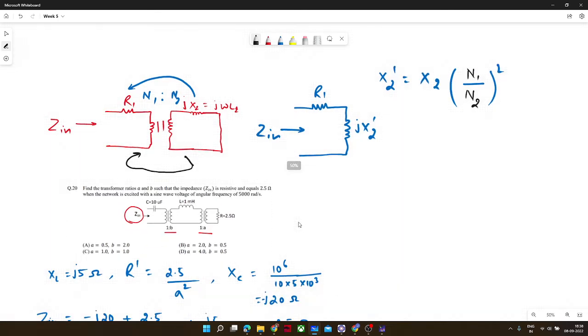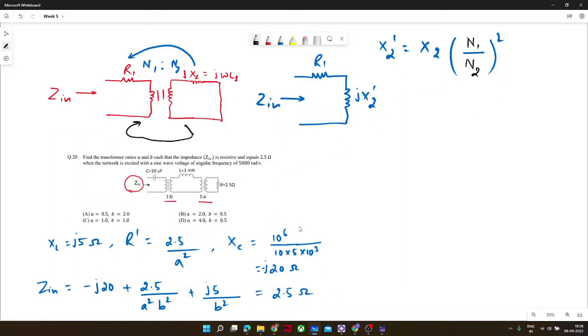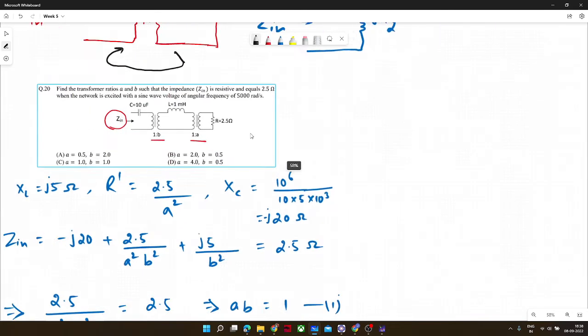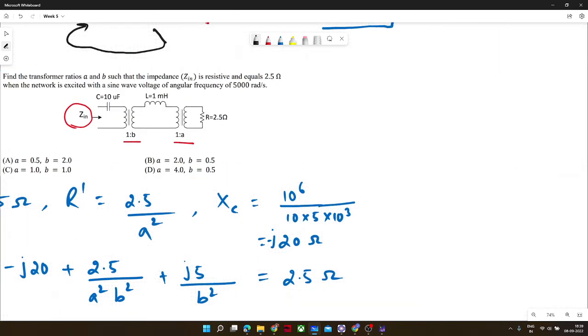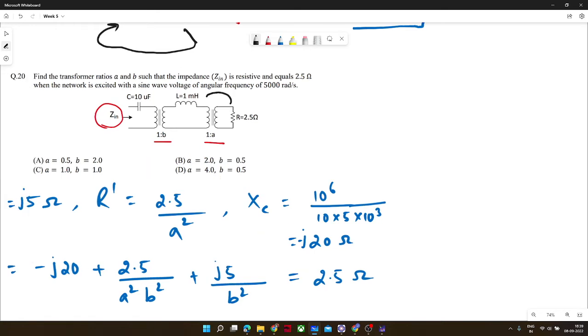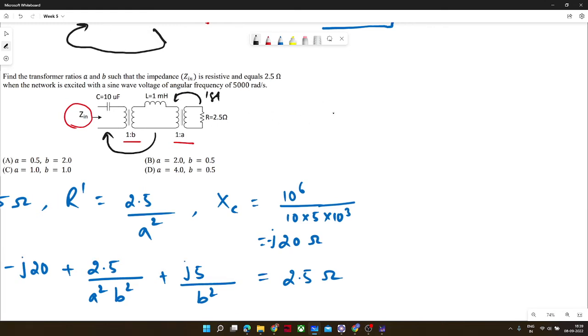Now we will see how. Here two levels are there. First, we have to go from this level to this level. Again, we have to move from this level to this level. So I am solving the first level first. Here only R is there, that is 2.5 ohm. So let me draw the equivalent circuit. R will come here, 2.5 ohm, and let's say R dash.